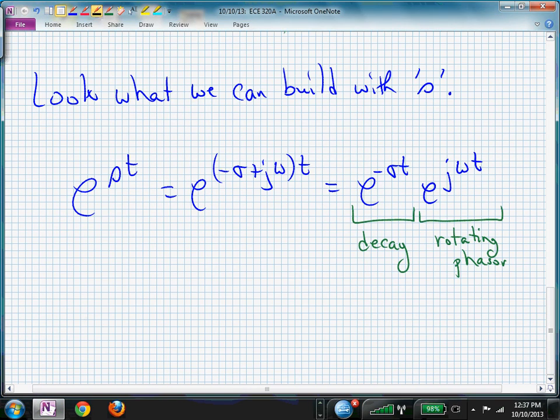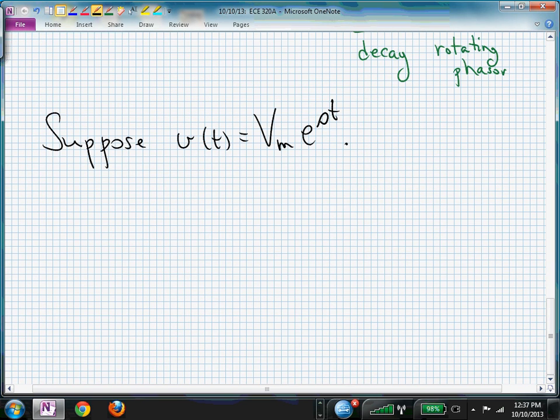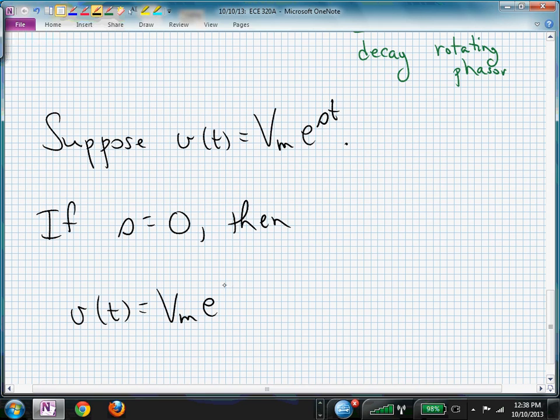So let's suppose, to begin with, that v of t is equal to V sub m e to the st. Suppose now that we let s equal 0. What happens to this variable v of t? v of t is now V sub m e to the 0t, which is equal to V sub m.